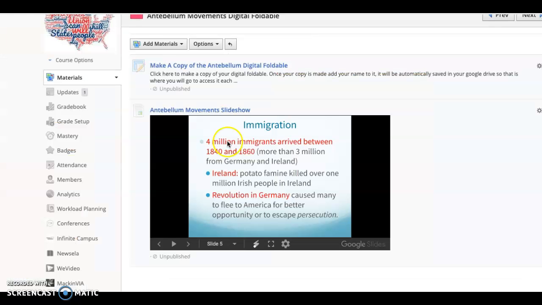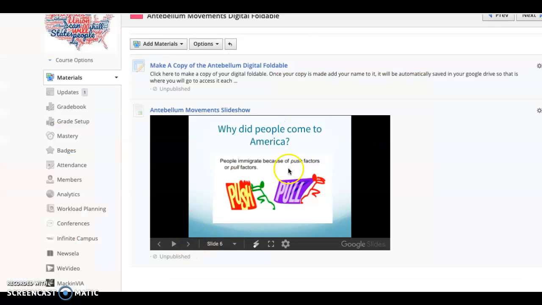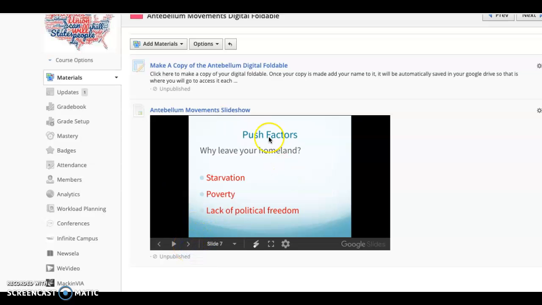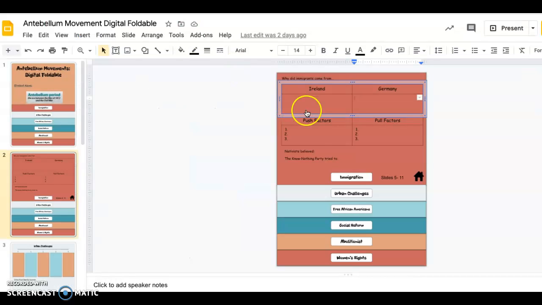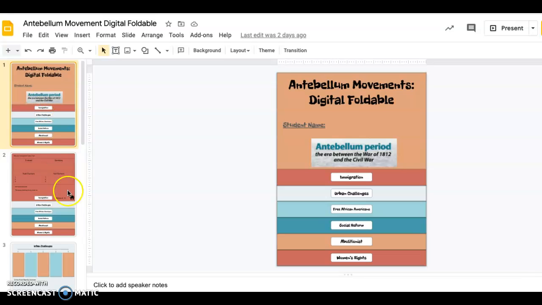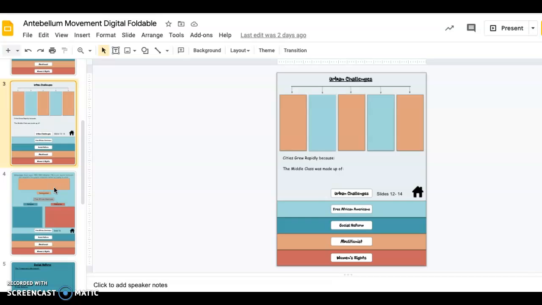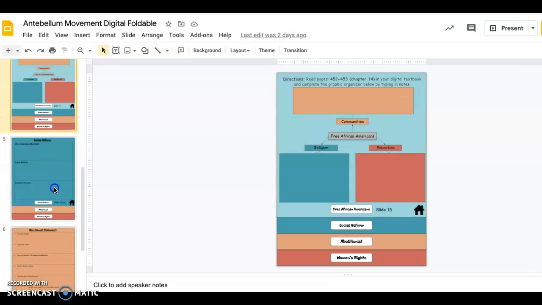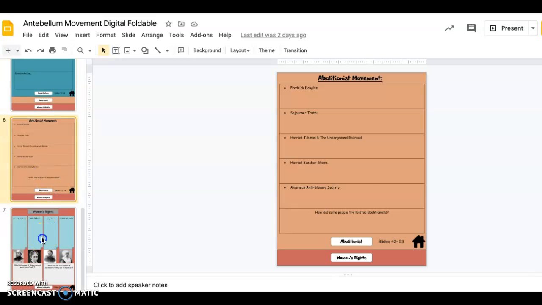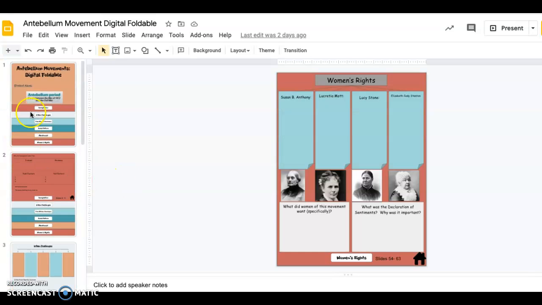That would go there. Then as you keep going, it looks at different push and pull factors as to why people wanted to come to America. And like the push factors would go into the push factors box. So it correlates pretty well with the slideshow. And we're just going to take one section a day and learn about this different time period and the different challenges that Americans faced and immigrants faced and African Americans faced during this time. Okay, so you can kind of scroll through and see the different topics that we're going to cover.